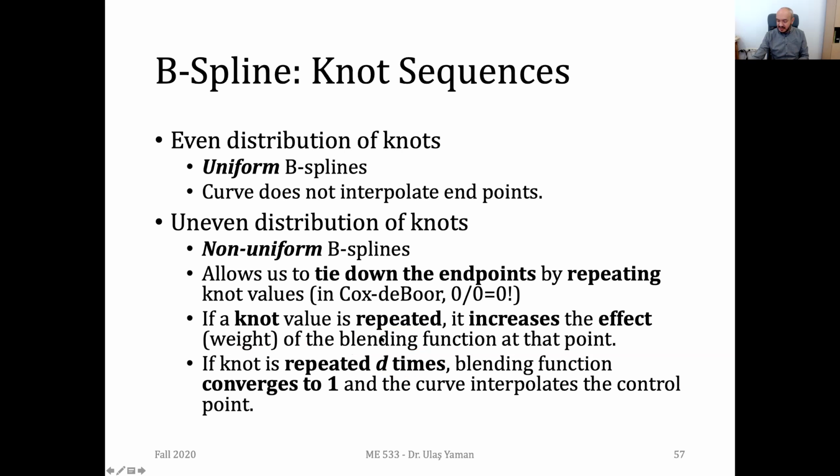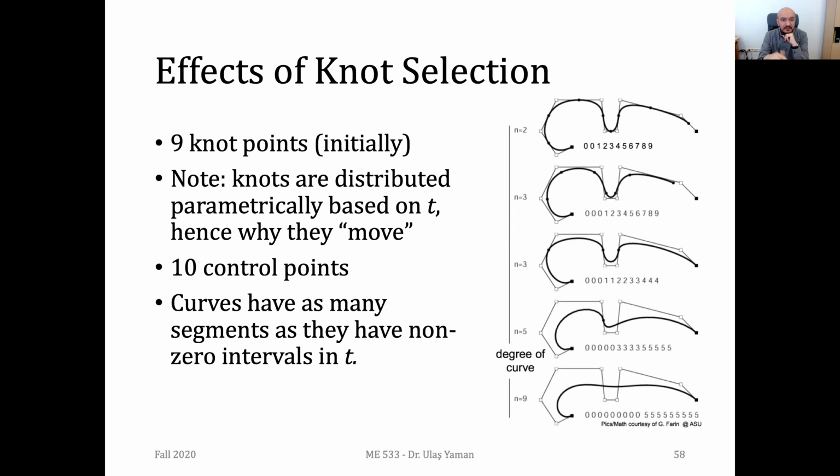Any questions, guys, about this issue, a very important issue about B-splines and knots? Okay, we can see the example here.